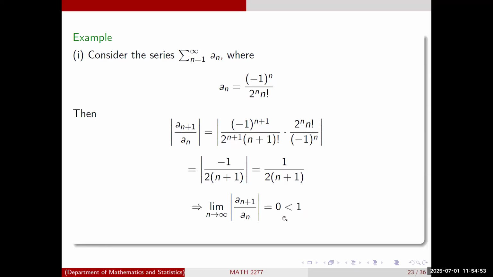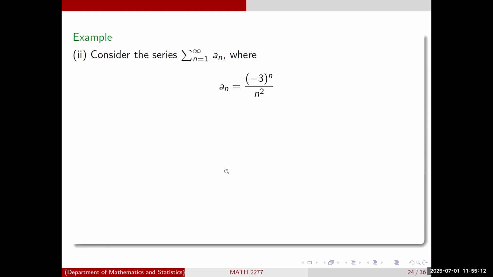Right, so L is 0, which is strictly less than 1. And when L is strictly less than 1, the ratio test tells me that the series converges absolutely, hence it converges. Okay, so that's the application of the ratio test. Okay, so let's just run to the next application of it.